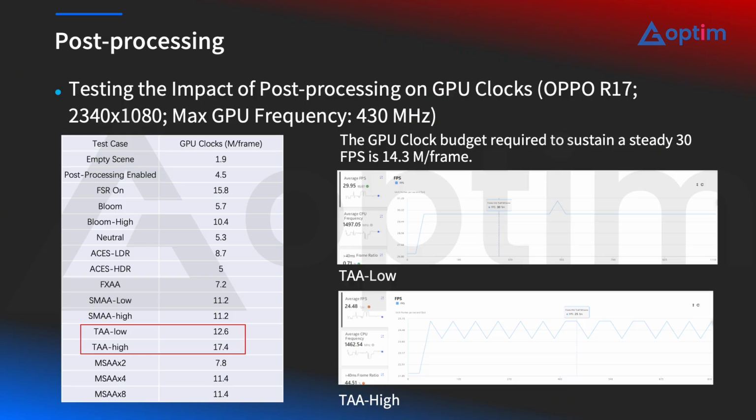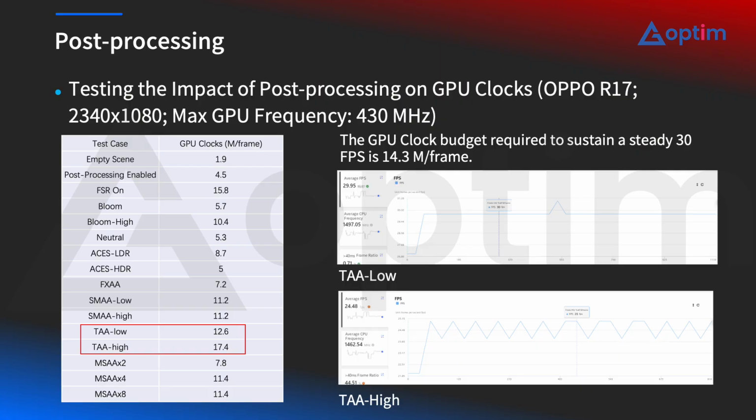It's important to note that during the test, the GPU's maximum frequency is around 430 MHz. When we enable post-processing, we can clearly see that clocks start to increase significantly. And all the post-processing effects below are evaluated under the condition that post-processing is enabled. Let's first look at a very typical comparison, TAA low versus TAA high. In low mode, clocks is around 12.6 M per frame. In high mode, it increases to 17.4 M per frame.